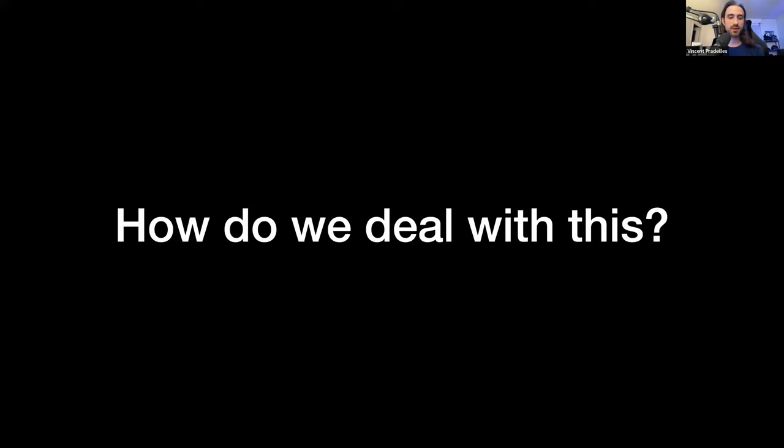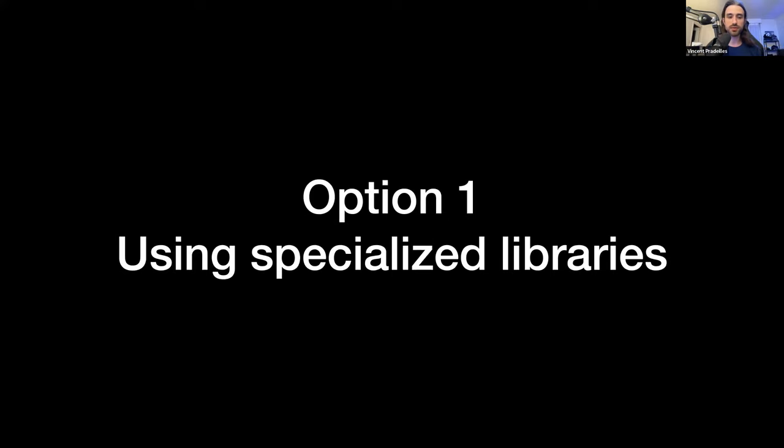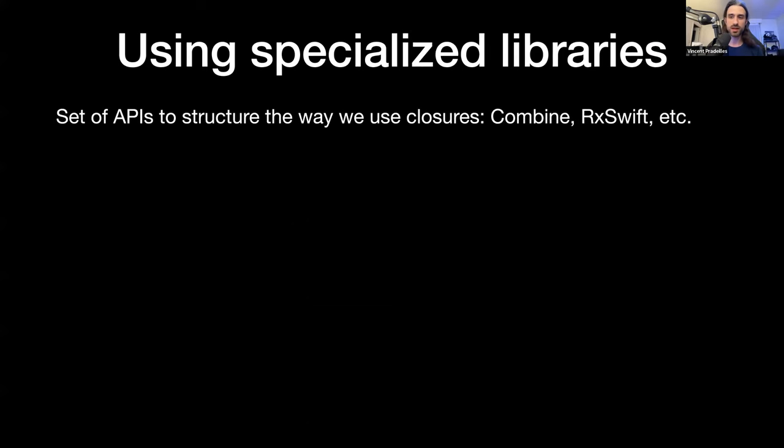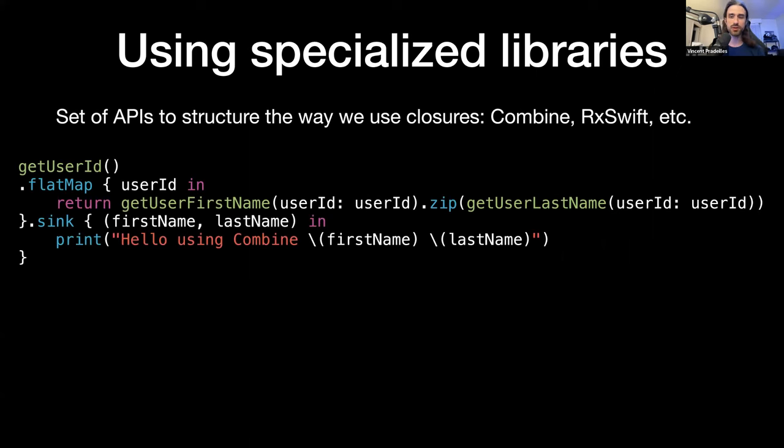So how can we deal with asynchronous code in a more scalable manner? There are basically two options. The first option, and it's the road that Swift went down the first time, is to use specialized libraries. By specialized libraries, I mean things like Combine, RxSwift, basically reactive functional programming libraries. And these libraries are going to allow us to structure our use of closures. We are still using closures, but we are no longer using raw closures. Rather, we are using closures with operators that have well-defined behaviors. So it's kind of like going from using gotos to using for loops and while loops. It's kind of the same idea.